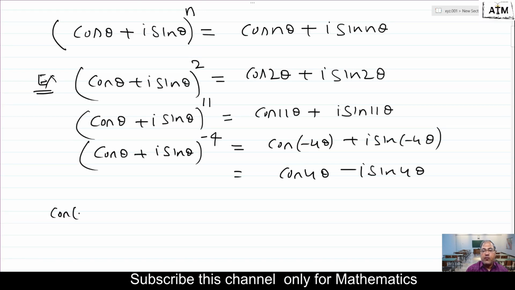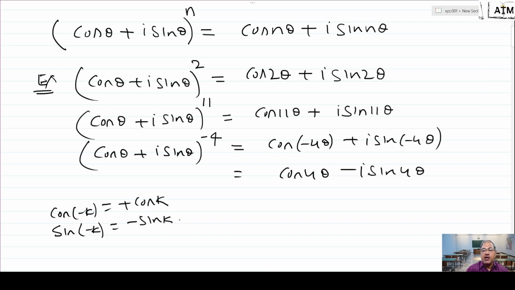Why? Cos of minus k equals plus cos k, as you might know from trigonometry, and sin of minus k equals minus sin k. These are the two basic outcomes from trigonometry: cos of a negative angle equals the positive, and sin of a negative angle equals the negative. This is the identity taken from trigonometry. So this is the way you can expand any polar form of a given complex number in a given positive or negative index.